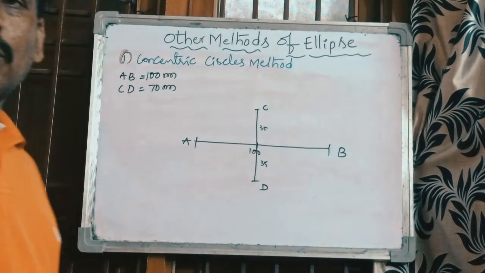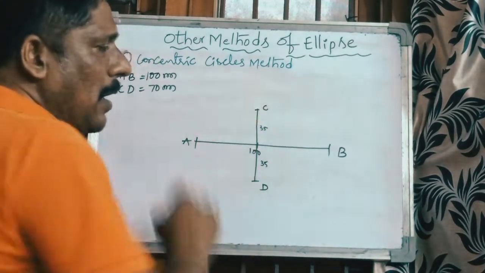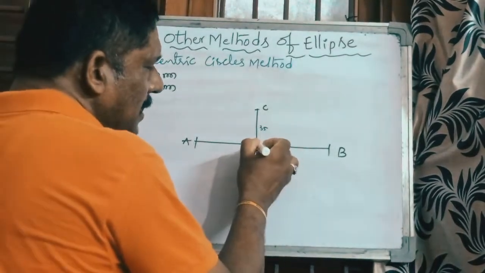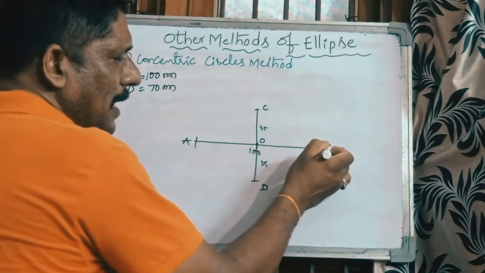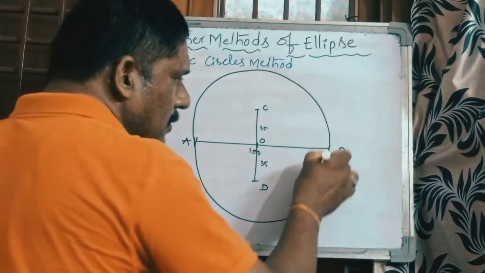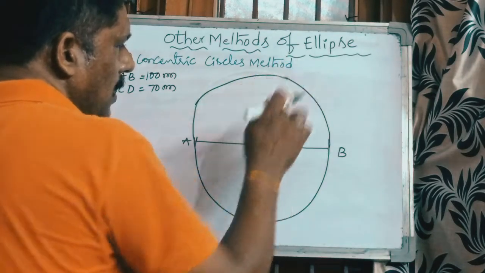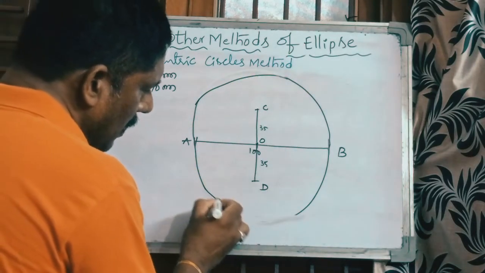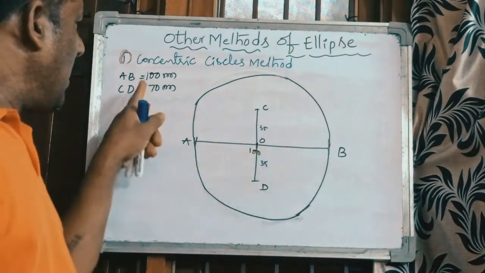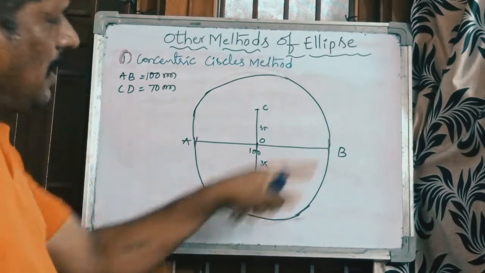What you have to do? First draw a circle by using the minor axis and the major axis as diameters. Take the center point, this is O. Take center point O, up to B is the radius, and draw a circle. Like that, draw the circle. First circle: diameter is 100 mm, so the radius of the circle is 50 mm. Take the radius and draw the circle.